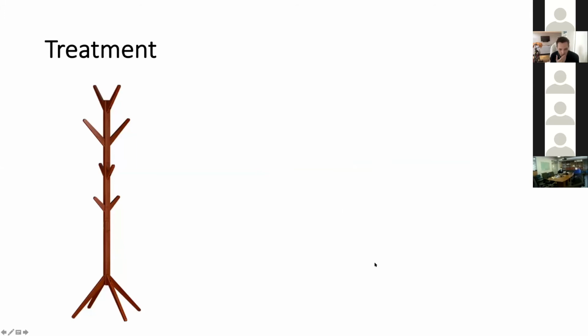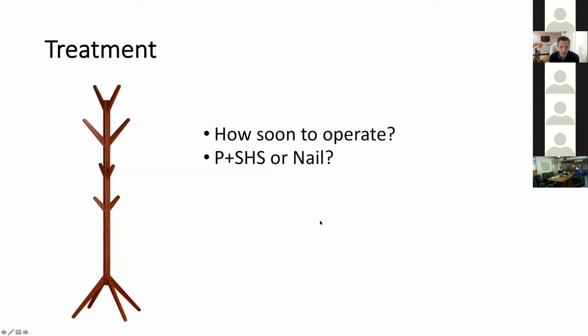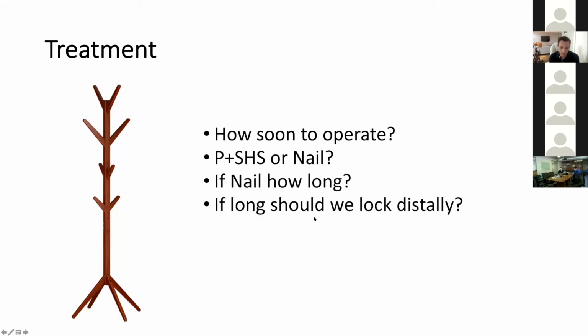So what are the controversies in management of trochanteric fractures? First of all, how soon should we operate? Is it an emergency? Should we wait? Plate versus nail, we talked about it. If nail, how long should the nail be? Short versus long. And then if you're using a long nail, should we lock it distally or not? So plate versus nail, we already talked about. I think you got the answer. It's totally dependent on the classification.